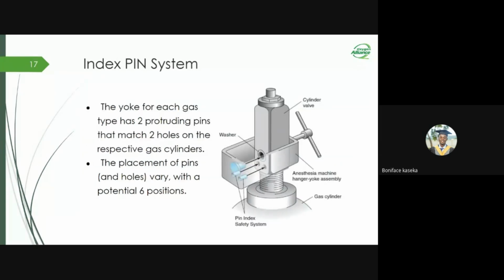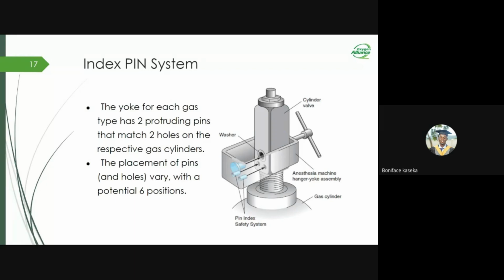So the index system goes like this: each and every yoke has pins. They are about 4 millimeter in diameter and 6 millimeter long. Each and every yoke has its specific number and placement of these pins that are protruding. In correspondence, each and every gas cylinder has a corresponding hole that corresponds to those pins.